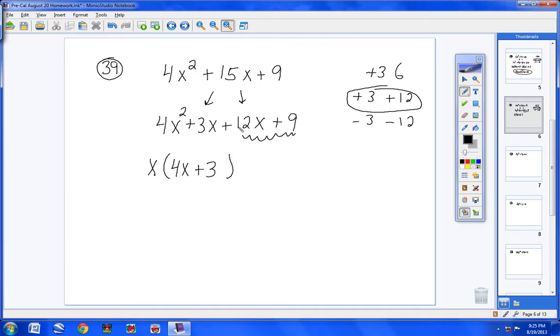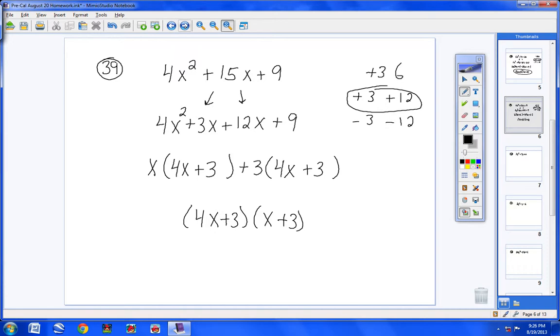Now, let's look at your last two terms. What number goes into 12 and 9 evenly? Well, 3 does. And can I factor out an x? Well, no, there's no x with this term right here. So I can factor out a 3. So 3 times 4x would be 12x, and 3 times 3 is 9. Notice your parentheses do match, so I'm going to write 4x plus 3, and then in my other parentheses I would write x plus 3. Pretty simple. Moving on to number 40.